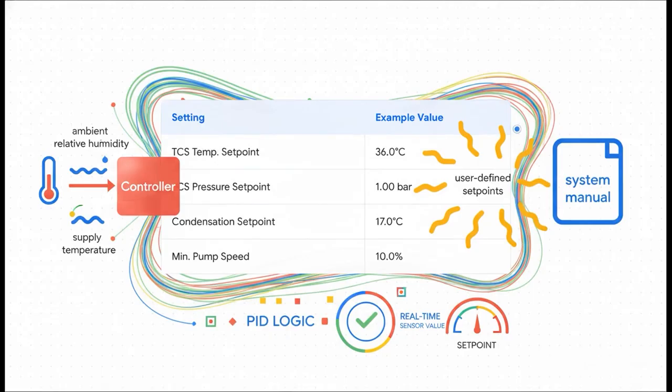And this is where all that theory becomes practice. On the left, you're looking at the real-time sensor inputs the controller's watching, things like humidity and temperature. On the right, those are the targets, the set points that an operator plugs in. That PID logic we just talked about, that's the engine in the middle, and it is constantly, relentlessly working to make the real-time value on the left match the target value on the right.